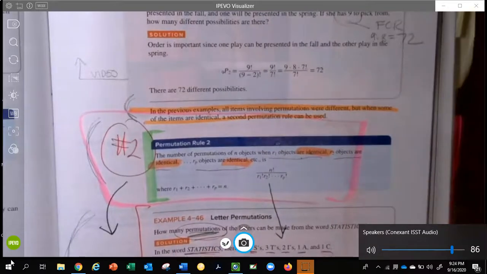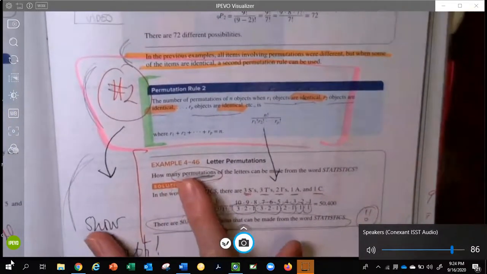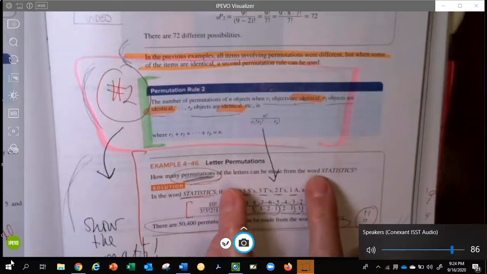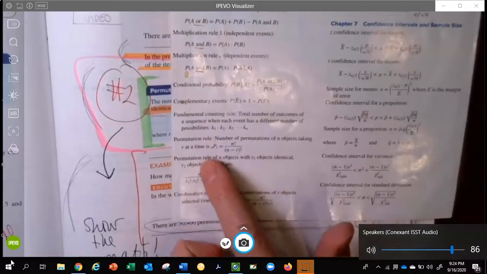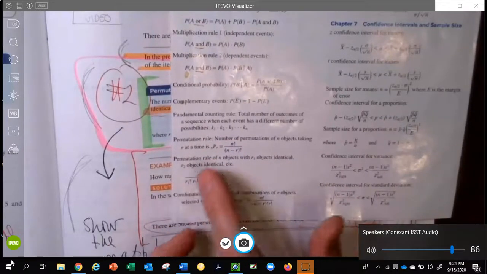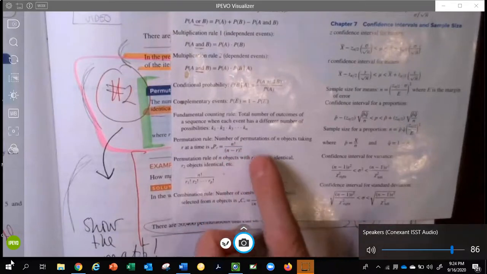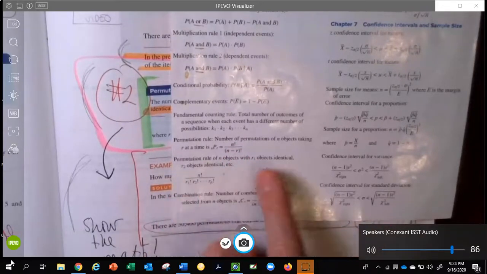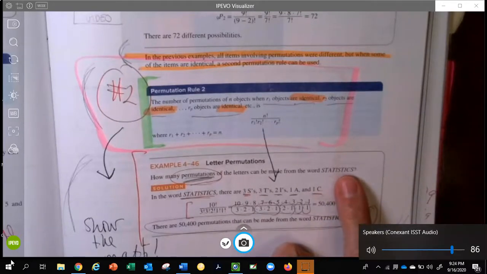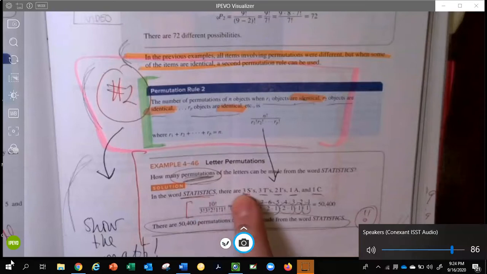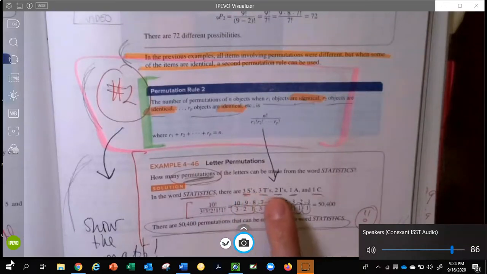And so looking at this example, 4-46, how many permutations of the letters can be made from the word statistics? So that was really nice that it said we're going to use a permutation. Sometimes I've got to figure that out myself. But in this one, it says we're going to use a permutation. So are they taken one at a time, or do we have some that are identical? When you look at this word statistics, it has identical pieces in it. It has several T's, several I's, a couple or three S's. And with that being said, it already lays it out that there are three S's, three T's, two I's, an A, and a C.